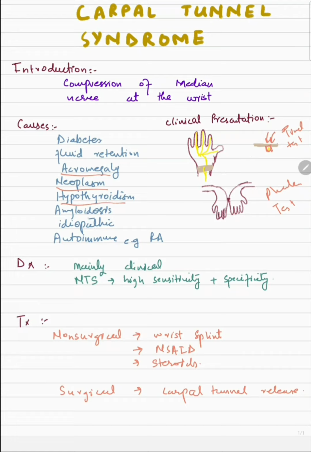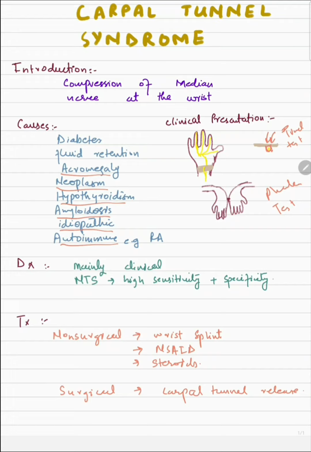Hypothyroidism can cause it because there is accumulation of glycosaminoglycans which cannot be cleared by the body, and so that can result in compression. And then amyloidosis can result in compression. In amyloidosis, there is an extra protein that is deposited in various parts of the body which cannot be cleared. And then idiopathic is important because here we do not know the reason for the carpal tunnel syndrome. Then autoimmune conditions like rheumatoid arthritis, because of all of the inflammatory changes that occur.